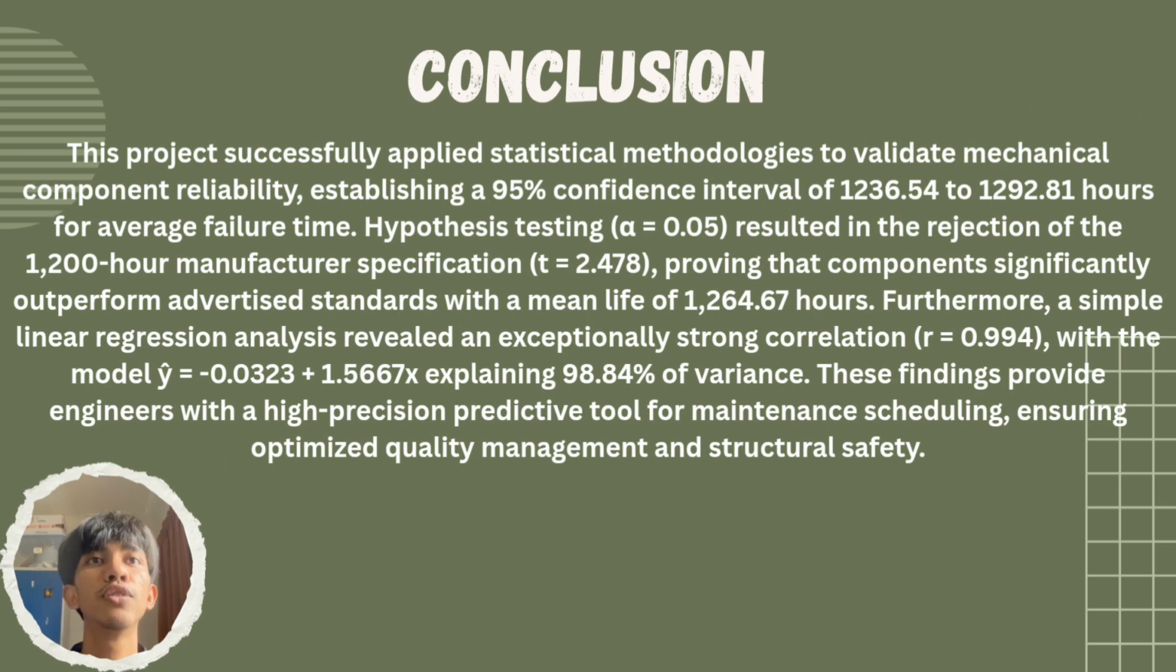1,264.67 hours. Furthermore, a simple linear regression analysis revealed an exceptionally strong correlation, R equals 0.994, with the model y hat equals negative 0.0323 plus 1.5667x, explaining 98.84% of the variance. This finding provides engineers with a higher precision predictive tool for maintenance scheduling, optimizing quality management and structural safety.